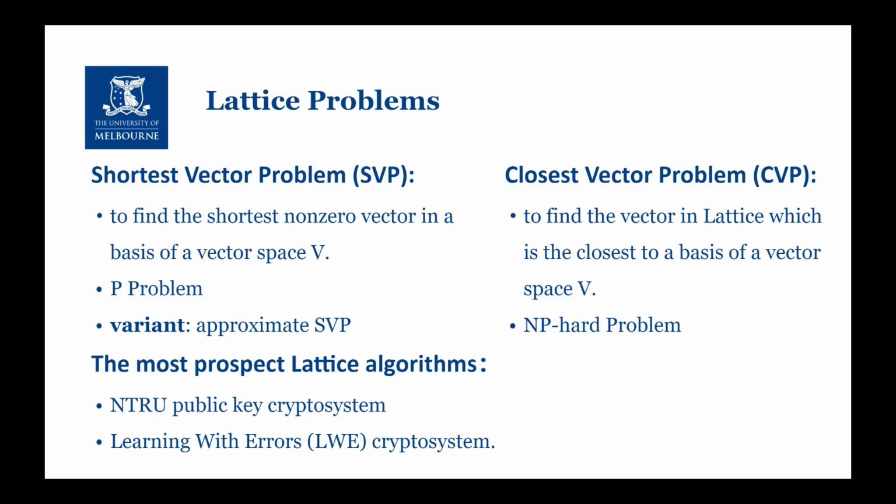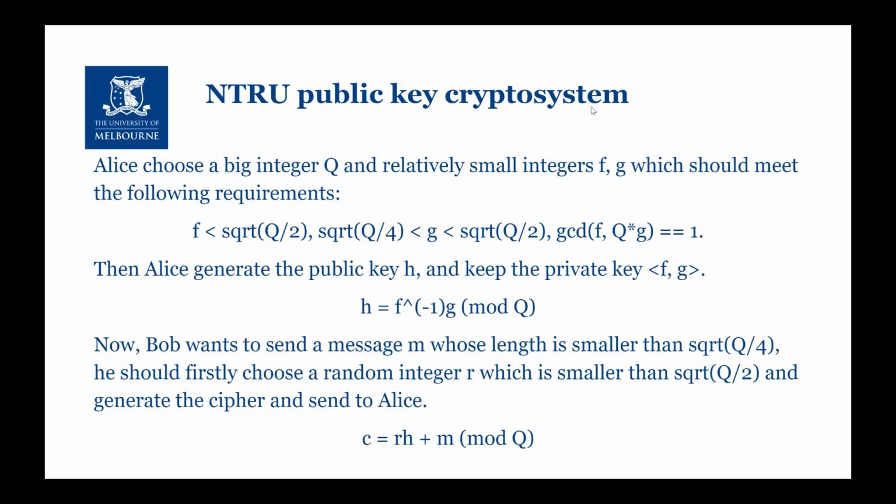And the most prospective lattice algorithms are NTRU public key crypto system and learning with errors crypto system. For NTRU, there is a simple version of it. Alice chooses a big integer q and relatively small integers f and g, which should meet the following requirements. Then Alice generates the public key and keeps the private key with the formula. Now Bob wants to send a message m, and he firstly chooses a random integer r and generates the cipher with the formula shown in the slides.